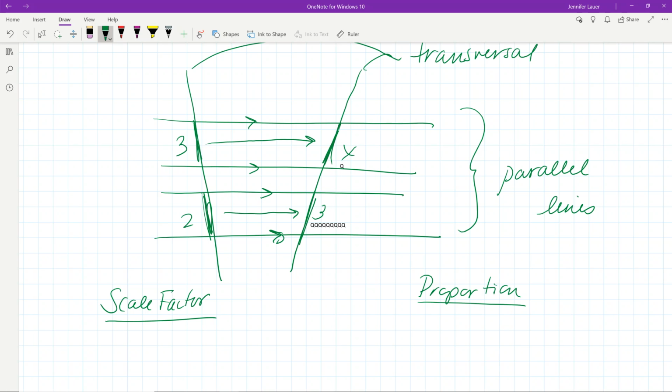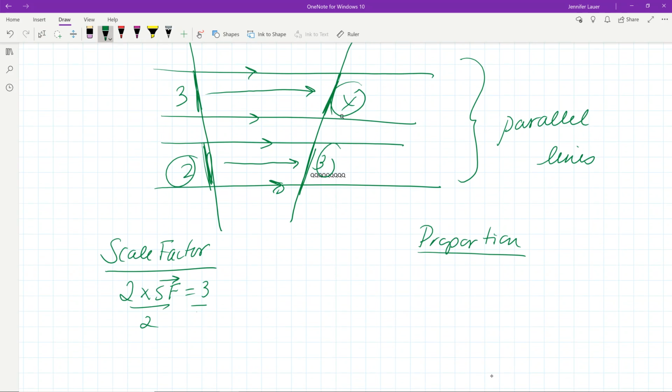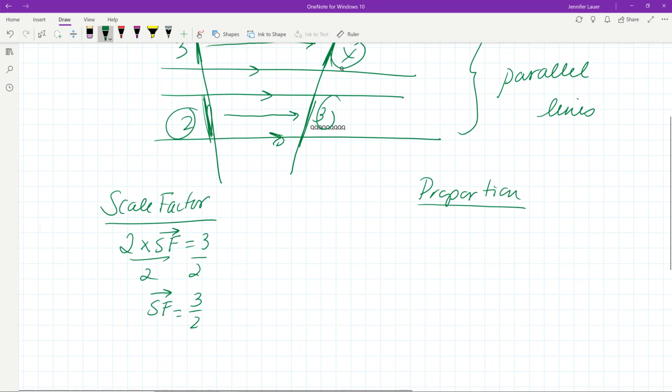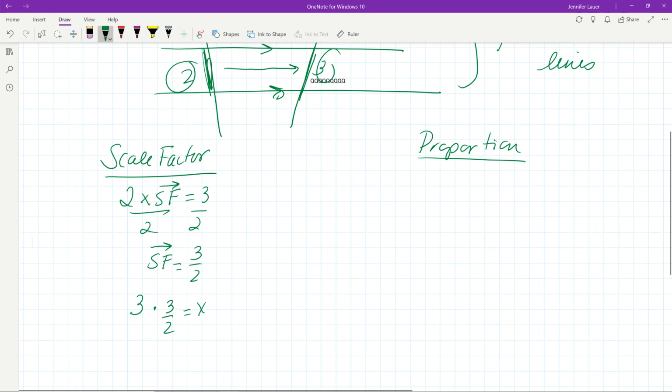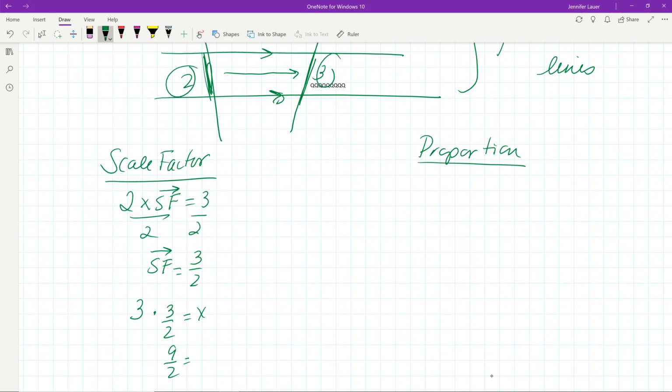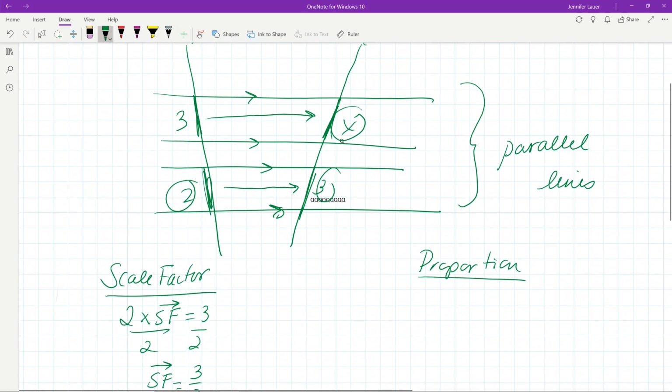So for scale factor, you always start with the two that have the numbers. You don't want the unknown. We don't want to start with him. We want to start with these two guys. So we're going to say 2 times some scale factor is equal to 3. Using a little bit of algebra, we can see that our scale factor is 3 to 2. Then, to figure out what x is, we would say 3 times your scale factor is equal to x. So x is equal to 9/2. Pretty straightforward, pretty simple.